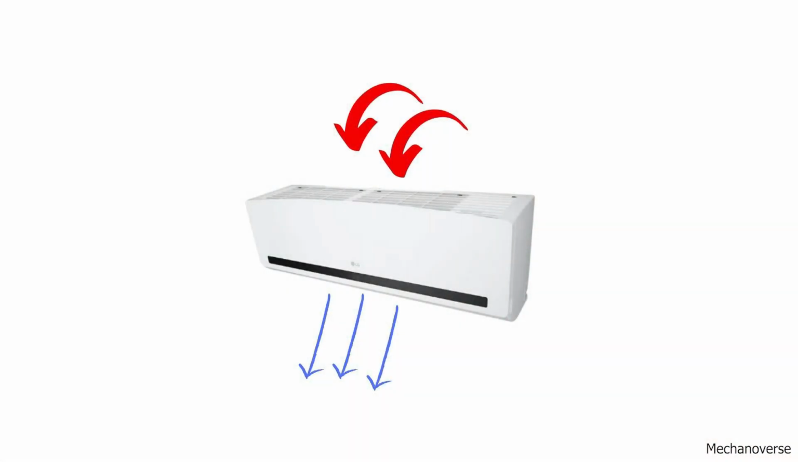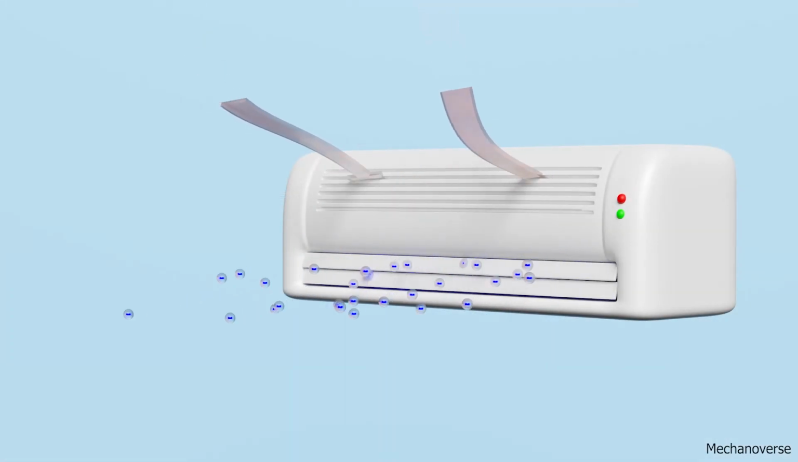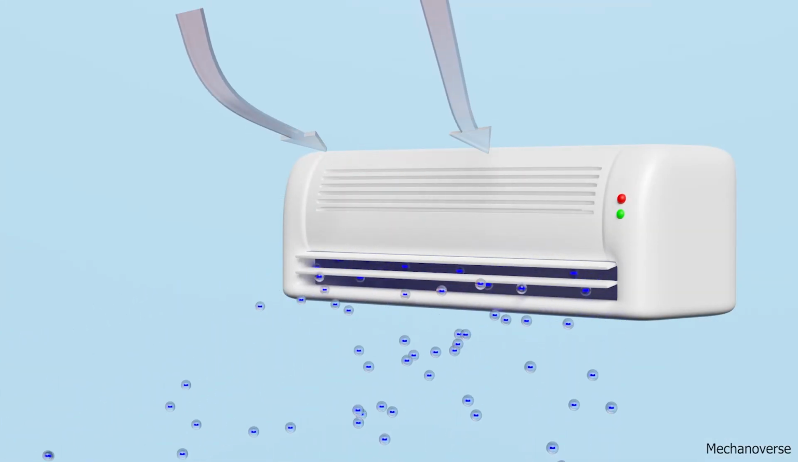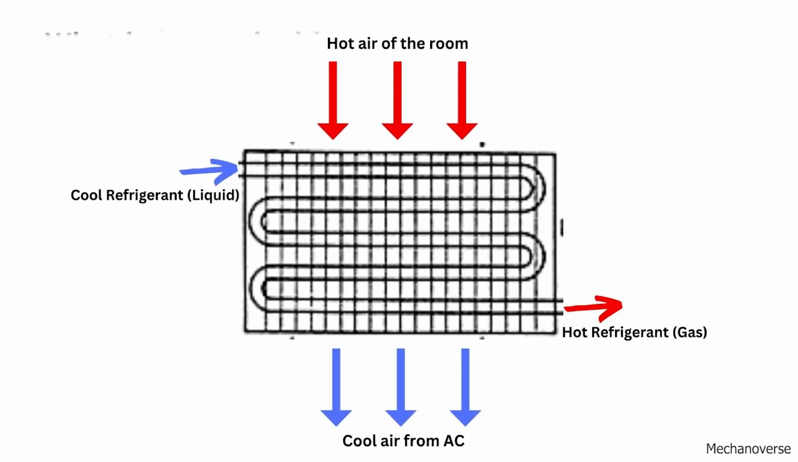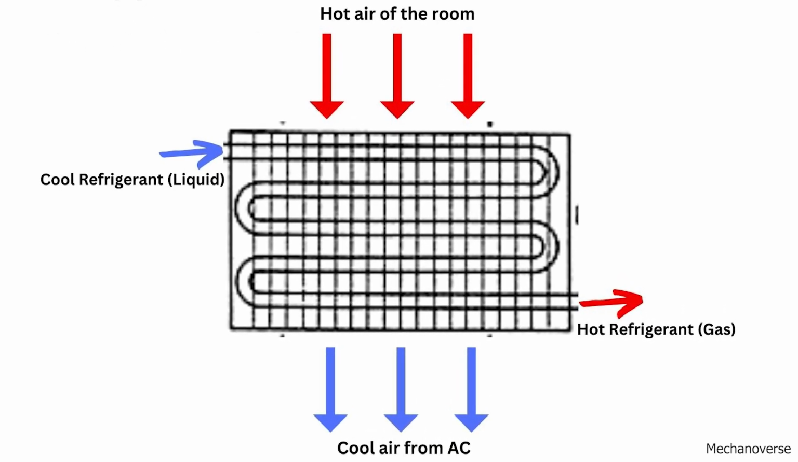Now coming back to our air conditioner, as we can see in the diagram, hot air goes in the AC unit at the top and we get the cool air from the bottom. In the inside, there are these pipe-like structures through which the cool refrigerant flows. Hot air comes in contact with the pipe and heat transfer occurs. Air is cooled down and it is blown out of the AC unit.